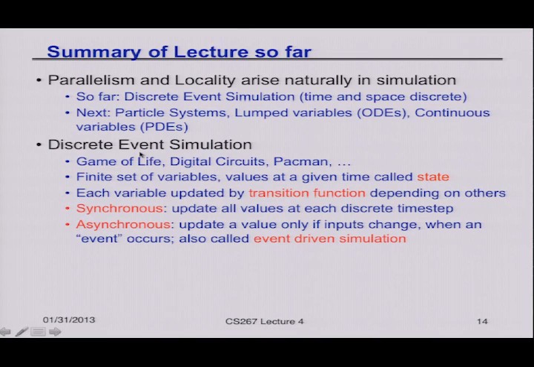So here's where I was in the middle of discrete event simulation. The standard examples are the game of life, or digital circuits where you have AND gates and OR gates and everything is 0 or 1, or games like Pac-Man, or financial transactions. And so there's a finite set of variables, and if you take all their values at any time, that's called the state. And you want to update that state, and that's done by something called a transition function. So each variable is updated by a function which depends on some other variables, and at certain time steps, you get a new value. There are two ways to do these kinds of simulations.